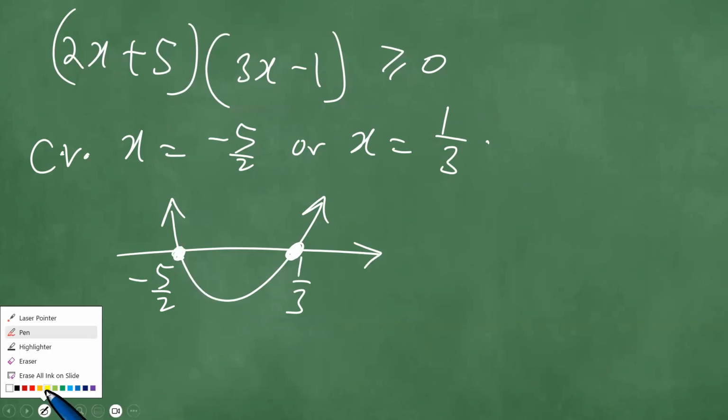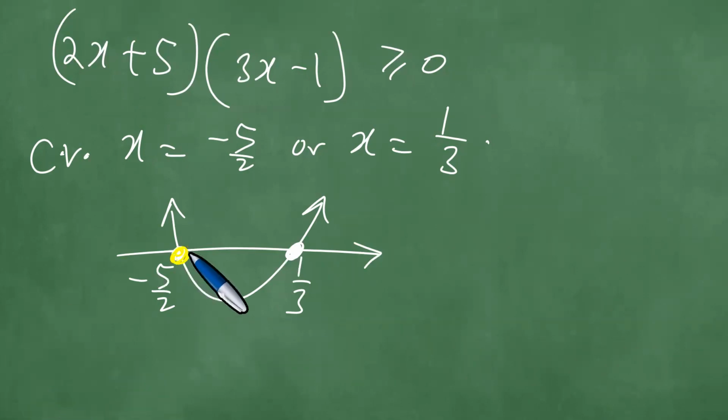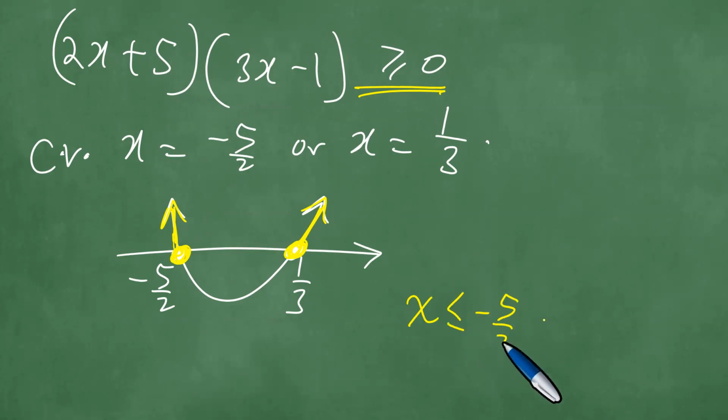Okay, let me use a different color. So the graph is 0 there and it's 0 there, but it's greater than 0 when you go up, greater than 0 when you go up like that. So which means that at this point, you have that x is less or equal to minus 5 over 2, or x is bigger or equal to 1/3, like that.